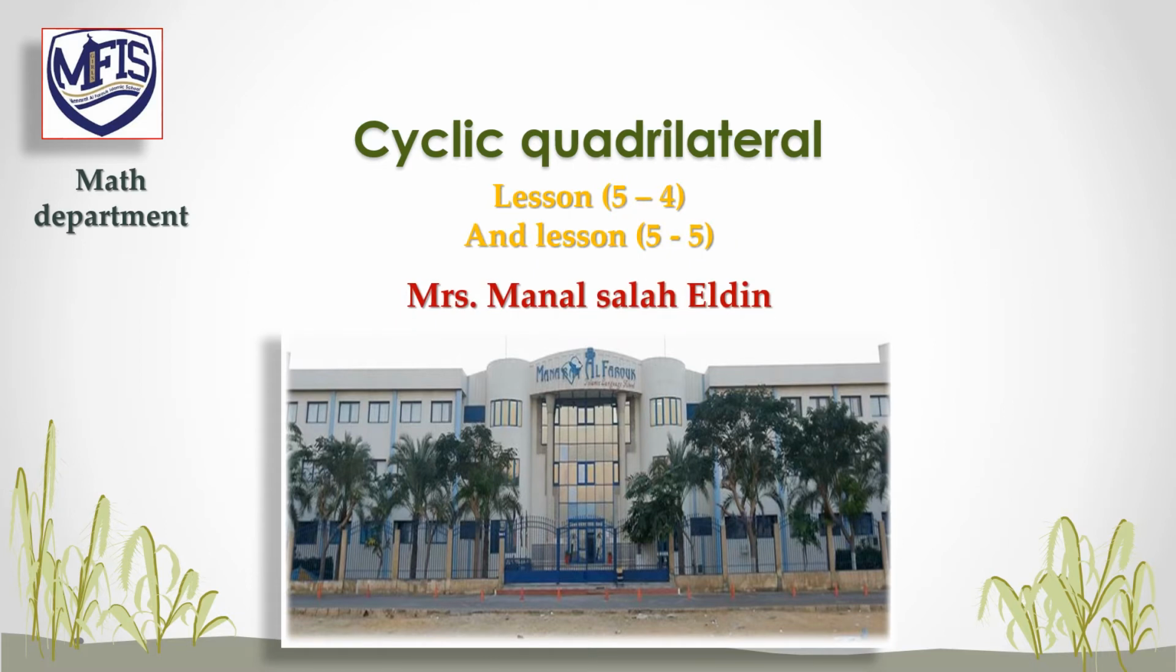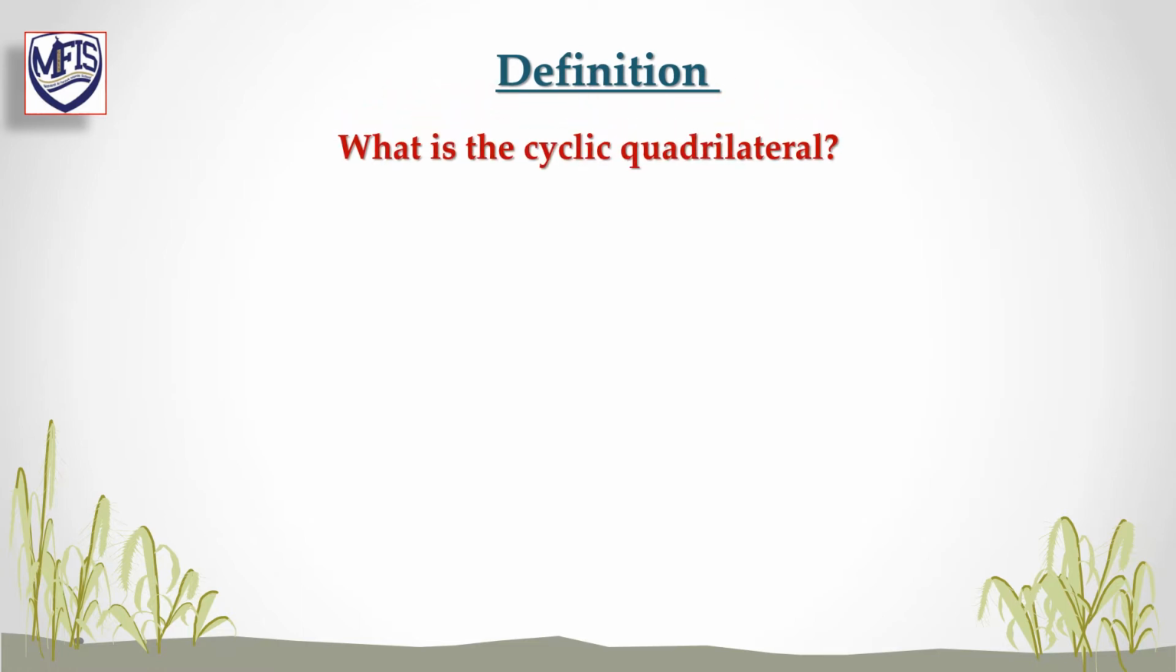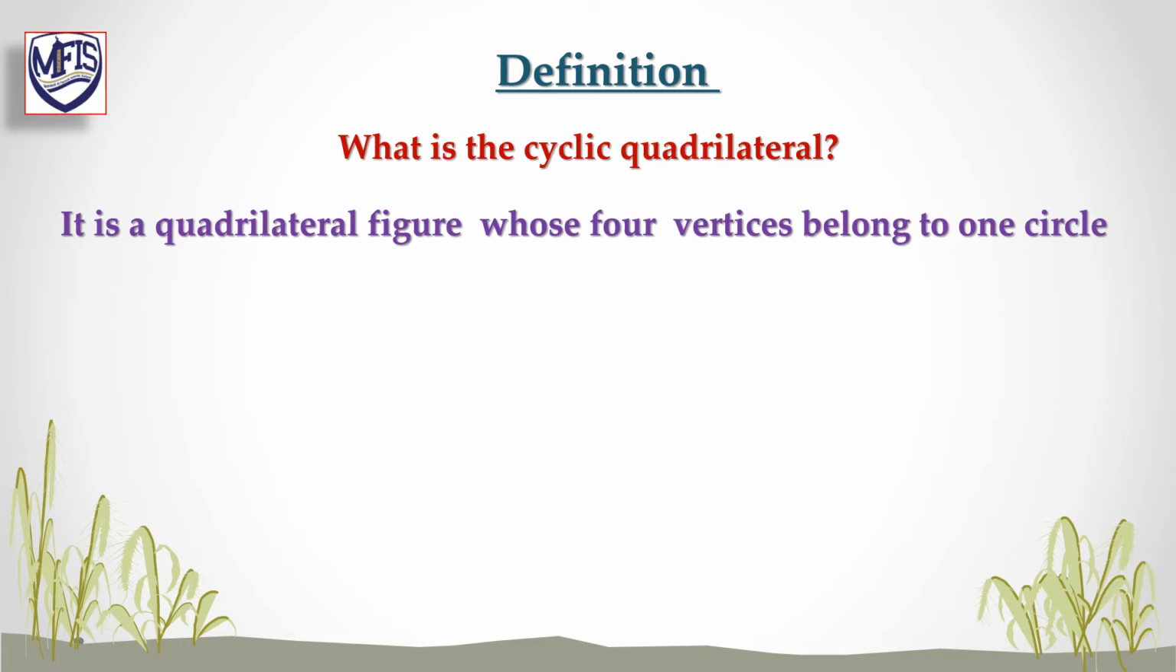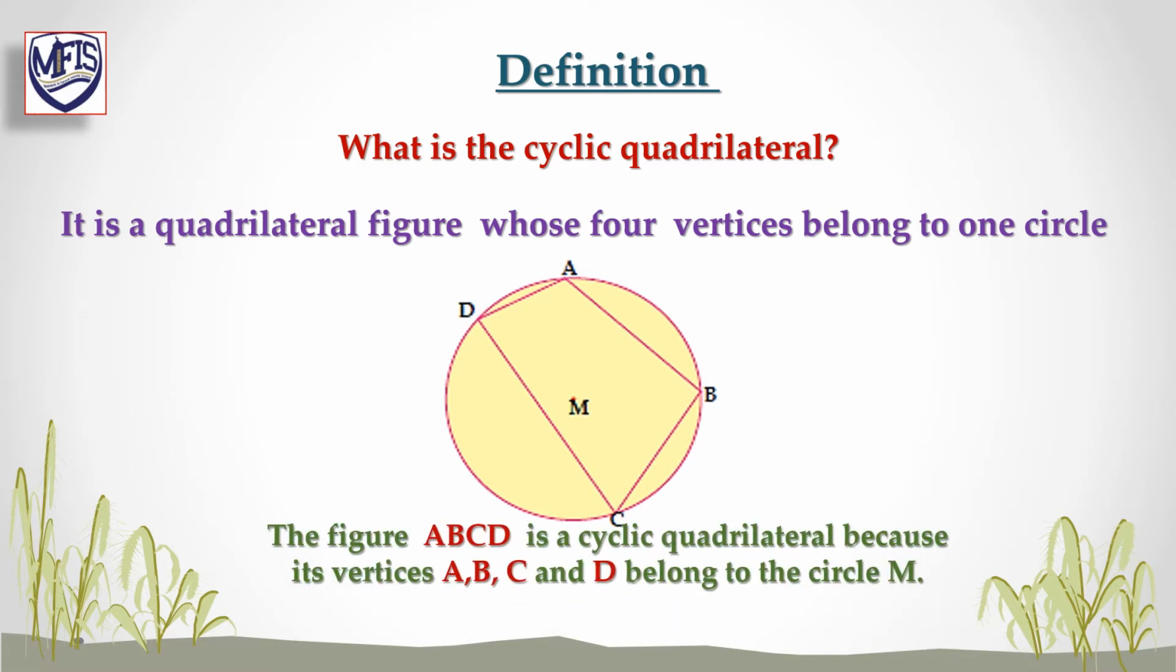Our lesson is cyclic quadrilateral. What is a cyclic quadrilateral? What is the definition of cyclic quadrilateral? Cyclic quadrilateral means a quadrilateral figure whose four vertices belong to one circle. As we can see here in the opposite figure, ABCD is a cyclic quadrilateral because its vertices A, B, C, and D belong to the circle M.